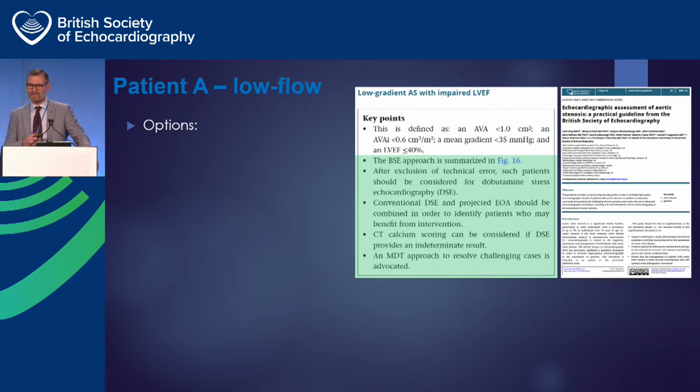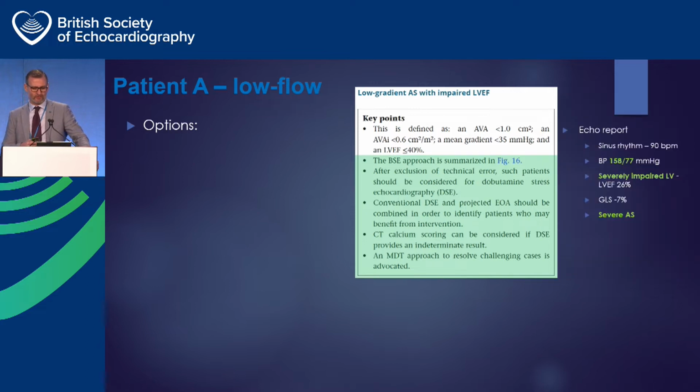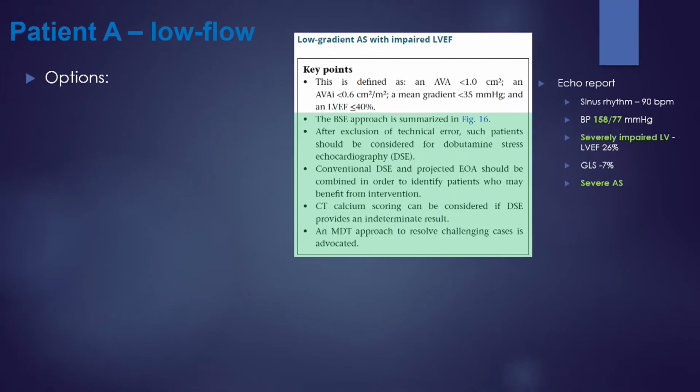But let's have a look back at the chap's echo summary. So he's a guy who's got severely impaired LV systolic function. His EF's 26%, his strain is -7%. So that's a ventricle that's not contracting normally. It's poor function. And he's got severe aortic stenosis.